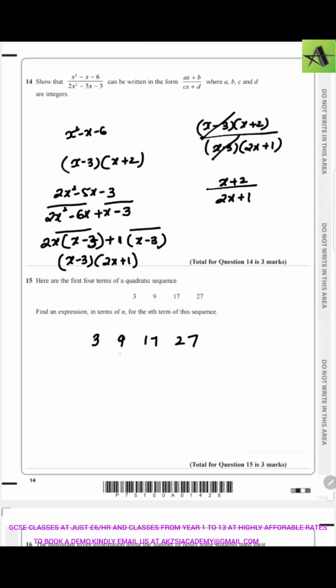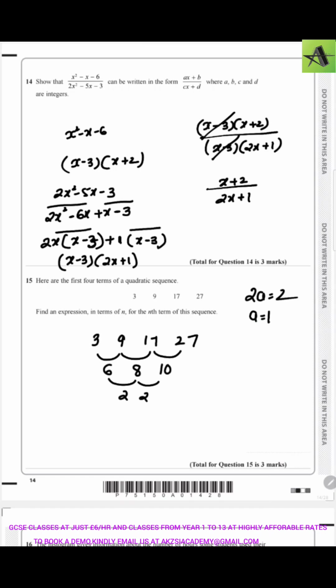So 9 minus 3 is 6. 17 minus 9 is 8. 27 minus 17 is 10. The difference is not common. There is no single common difference, so I have to do it again. 8 minus 6 is 2. 10 minus 8 is 2. Right, so now I got the common difference, which you always have to equate with 2a. Whatever this number is, 3, 4, whatever, always equate it with 2a. That will give you a as 1.